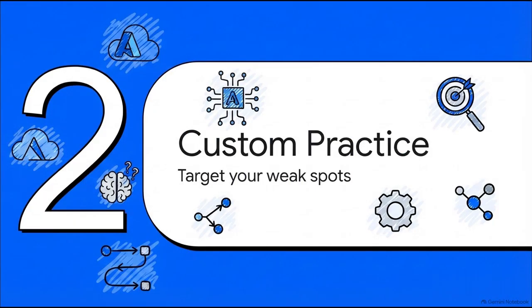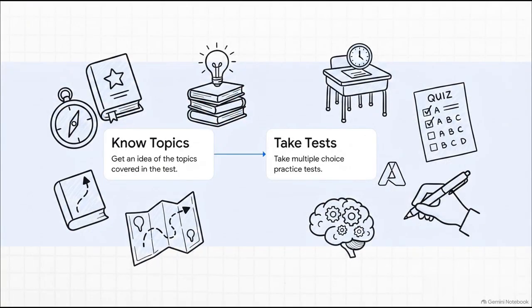Section 2, customizing your practice session. They heavily recommend following a straightforward two-step approach here. Step 1 is simple. Get a solid idea of the topics covered. You definitely don't want to waste time studying irrelevant stuff, right? So map out the overall scope first. Then, step 2 is taking multiple choice practice tests to build familiarity. By repeatedly testing yourself with realistic questions, you get comfortable with the format and actually learn how to budget your time effectively.